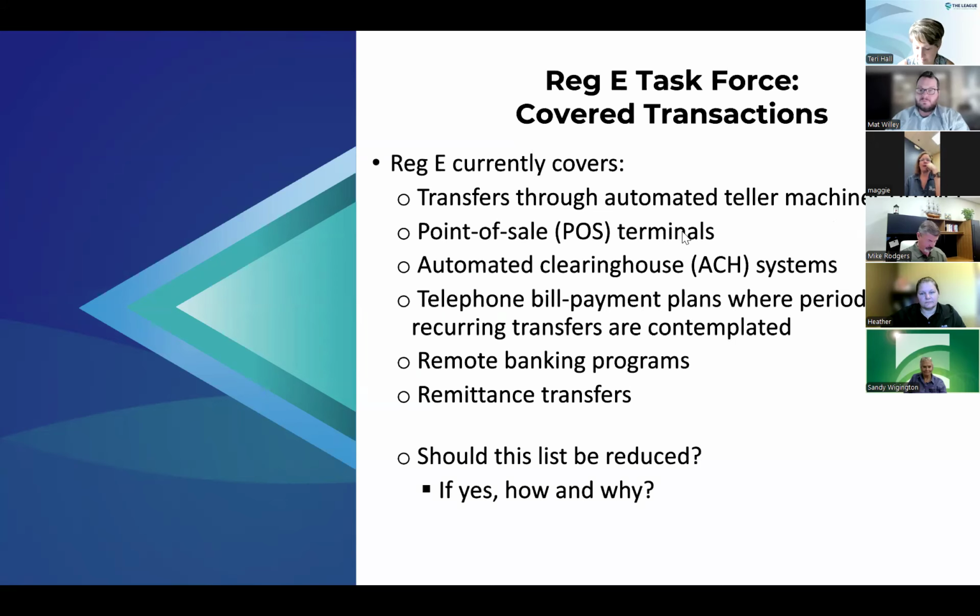There we go. Okay. So currently, Reg E covers these transactions: transfers that are made through ATM machines, point of sale terminals, ACH, telephone.